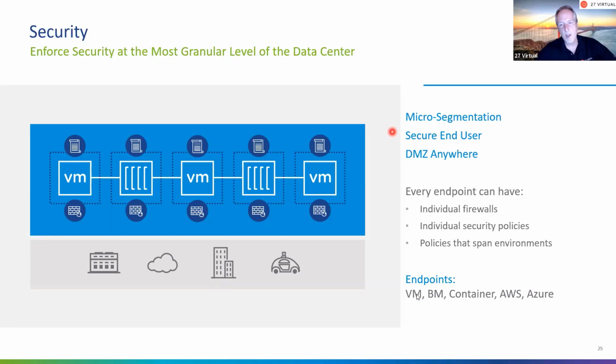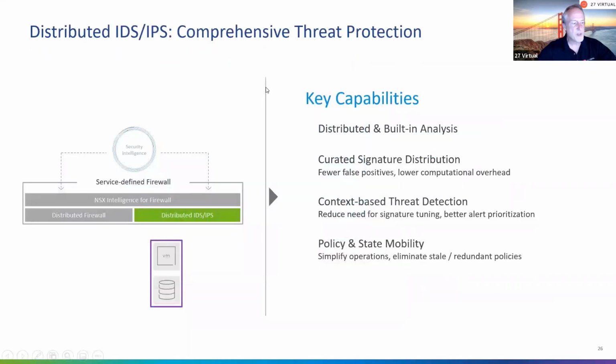And again, very important, the endpoints can be VMs, bare metal, Linux and Windows now, containers, workloads in AWS and Azure by installing agents in those VMs up in the cloud. So a solution for everything across the board from a security standpoint. We've also integrated intrusion detection and intrusion prevention in the current version of NSX. So the IDS IPS feature is going to allow us to have in kernel distributed IDS protection.